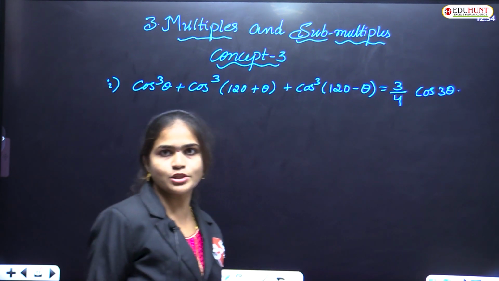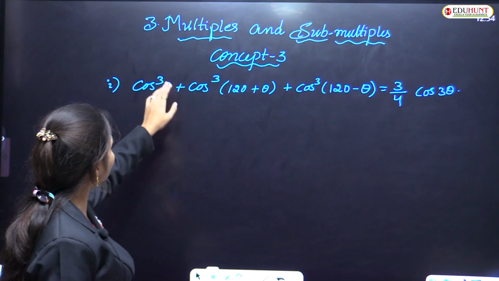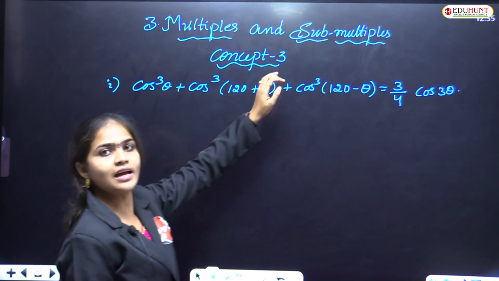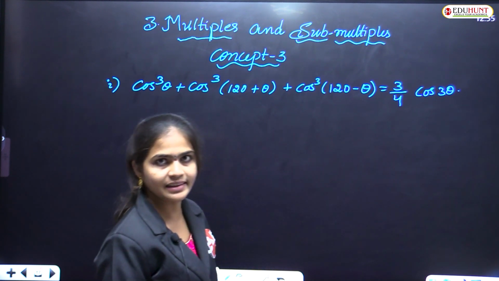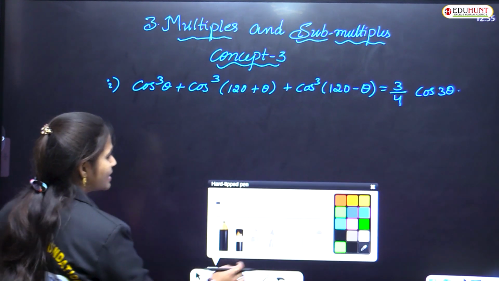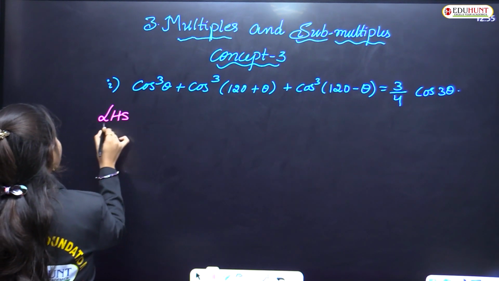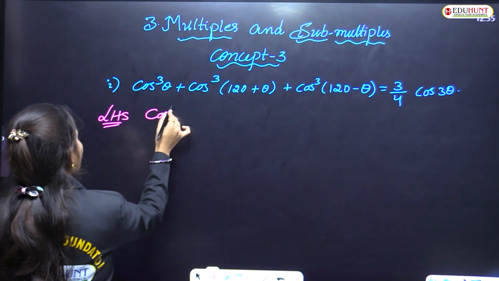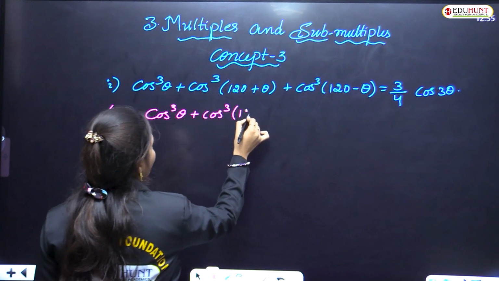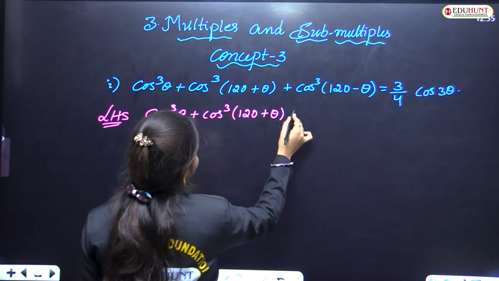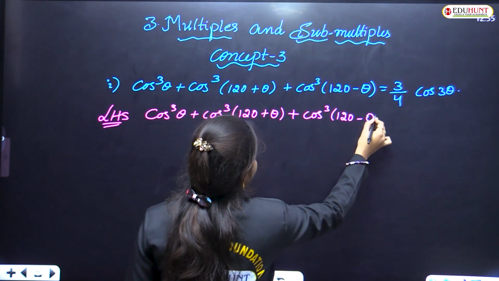So this is the next one. Next identity: here we have to prove that cos cube theta plus cos cube 120 plus theta plus cos cube 120 minus theta is equal to 3 by 4 cos 3 theta. So here take the LHS. What is the LHS? Cos cube theta plus cos cube 120 plus theta plus cos cube 120 minus theta.